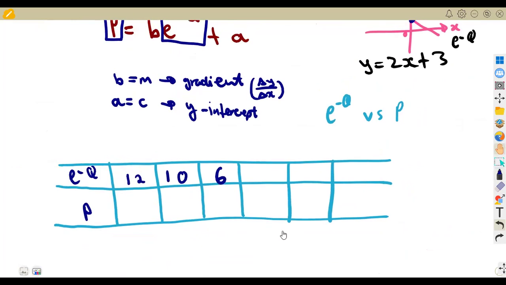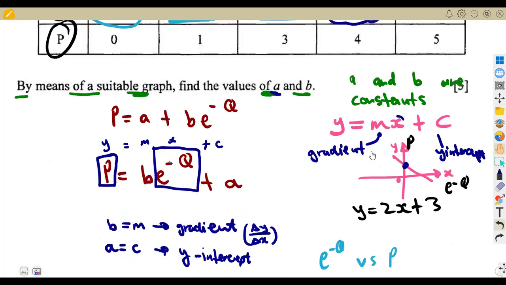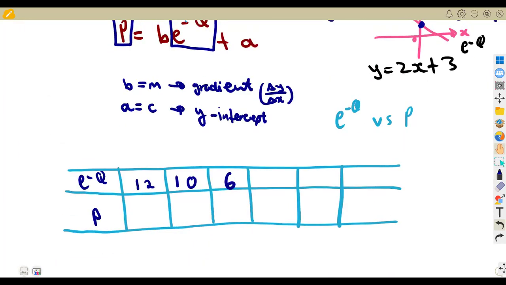We move on to the next value at minus 1.386. You're going to get something like 3.9988, which is approximating to what? To a 4, to the nearest whole number. That's going to be a 4.